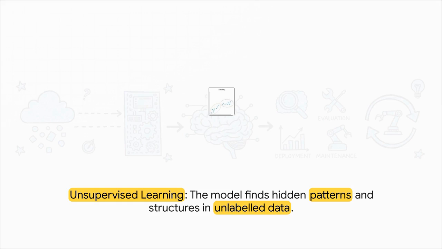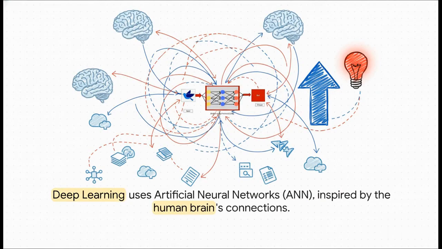It might discover, hey, there's a group of people who only shop late at night, or here's a cluster of weekend bargain hunters. It finds these groups without you ever telling it what to look for. And that brings us to the real powerhouse behind the most advanced AI today, deep learning.